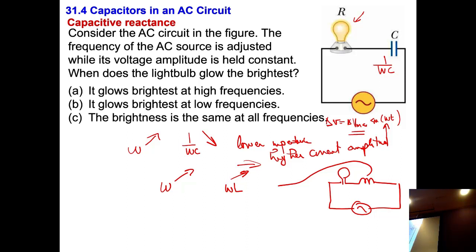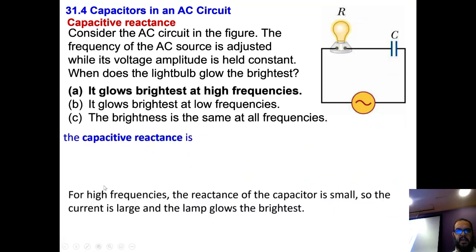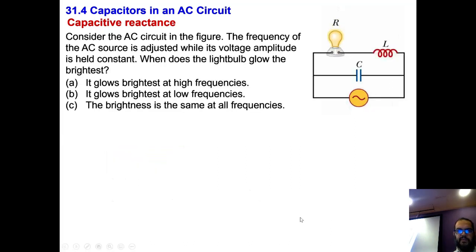When we have higher reactance, so the resistance is not changing, but now the inductor has a higher impedance, the current will be lower, and hence the amplitude of the current will be lower, and hence this will be lower brightness. So this will be the opposite if we had an inductor instead of a capacitor. So for high frequency, the reactance of the capacitor is small, so the current is large, and the lamp glows brightest.